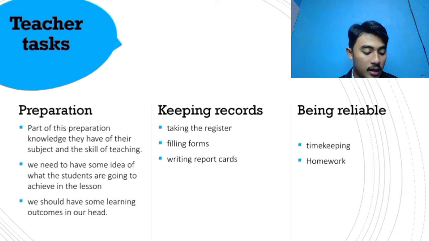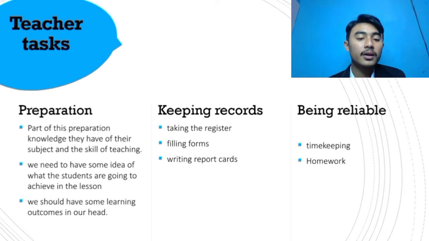And the next is being reliable. Professional teachers are reliable about things like timekeeping and homework. It is very difficult to berate students for being late for lessons if we get into the habit of turning up late ourselves. It is unsatisfactory to insist on the prompt delivery of homework if it takes us weeks to correct it and give it back. Being reliable is simply a matter of following the old idiom of practicing what we preach.